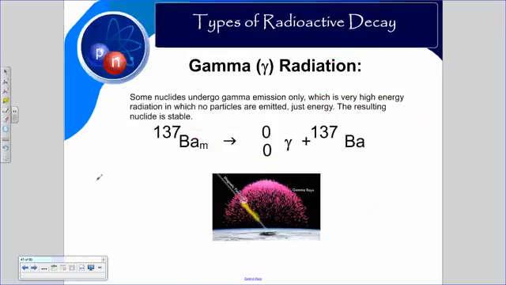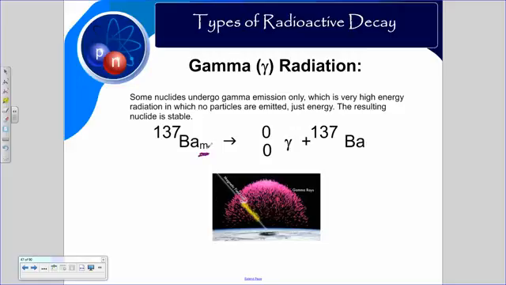Gamma radiation. Some nuclides undergo gamma emission only, which is very high energy radiation in which no particles are emitted, just energy. The resulting nuclide is stable. Now, we're only writing this to show you what happens. This M stands for metastable, meaning that it's still, though it's not emitting energy yet, it's not stable.